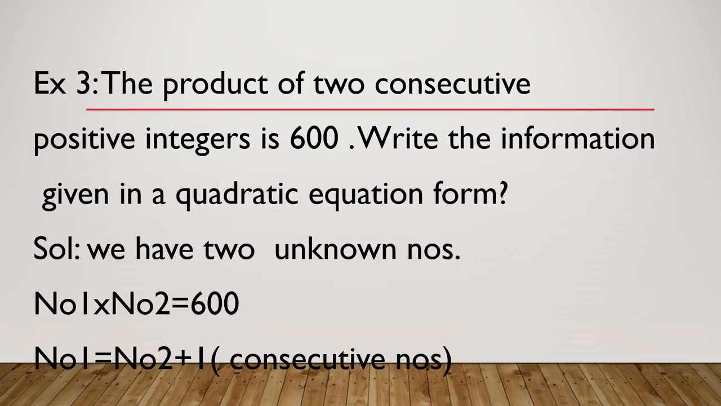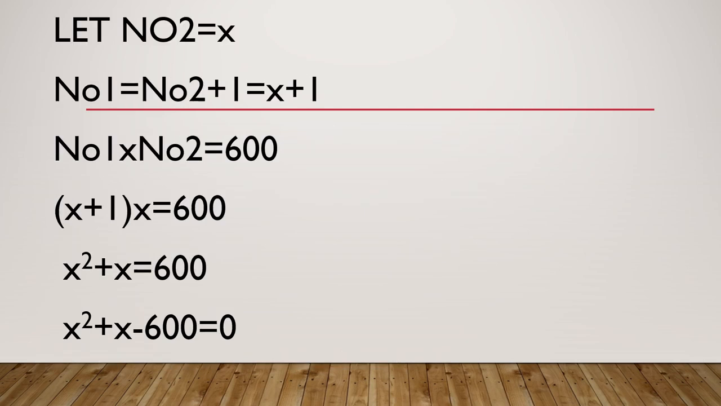So if we take number 1 as a smaller number, then number 2 will be number 1 plus 1. Or if we take number 1 as a bigger number, then number 2 plus 1 is equal to number 1, because they are consecutive numbers. So here I am taking number 1 as a bigger number. Now let number 2 equal to x. So number 1 will be equal to number 2 plus 1, that is equal to x plus 1.